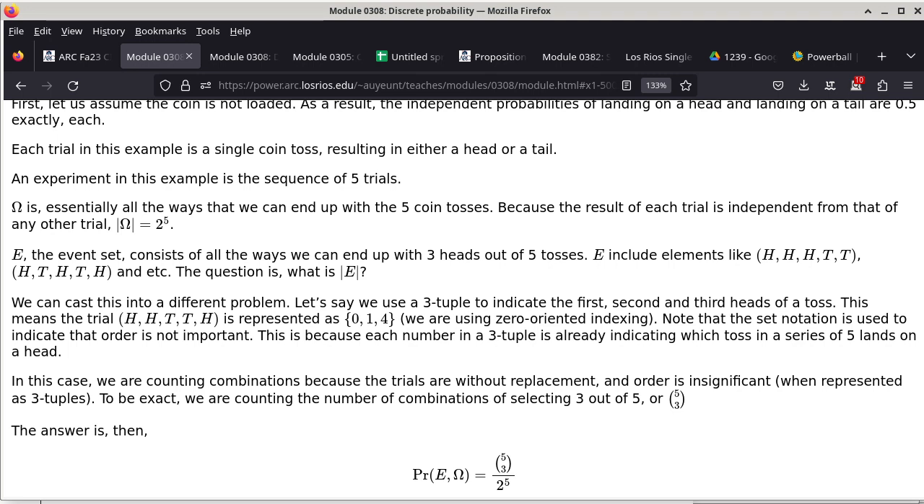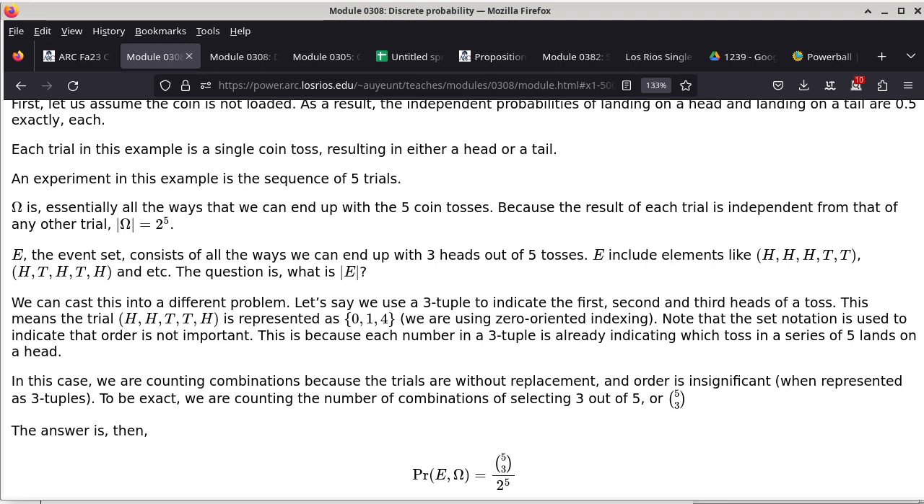It would still have meant that trial 4, trial 0, and trial 1 are the ones that end up with the outcome that we want, which are the heads. But by shifting our perspective from tuple notation to set notation, we suddenly notice that this is a problem that we have seen already. Because if I were to ask you, how many ways can we arrange the heads and the tails such that we have three heads and two tails in a sequence of five? How many ways can I arrange that?